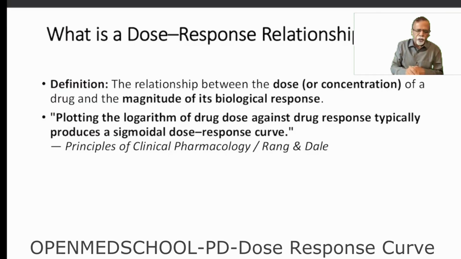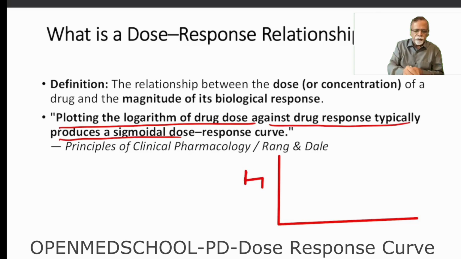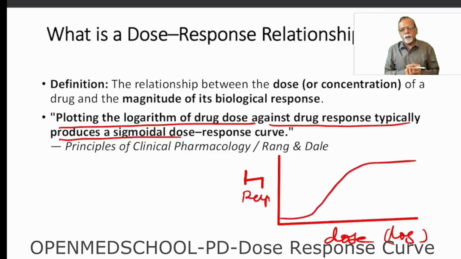I already mentioned that plotting the logarithm of drug dose against drug response produces a sigmoidal dose response curve. For example, on the y-axis it is the response and on the x-axis it is the dose in log. This typically produces a sigmoidal curve, and this is the dose response curve.